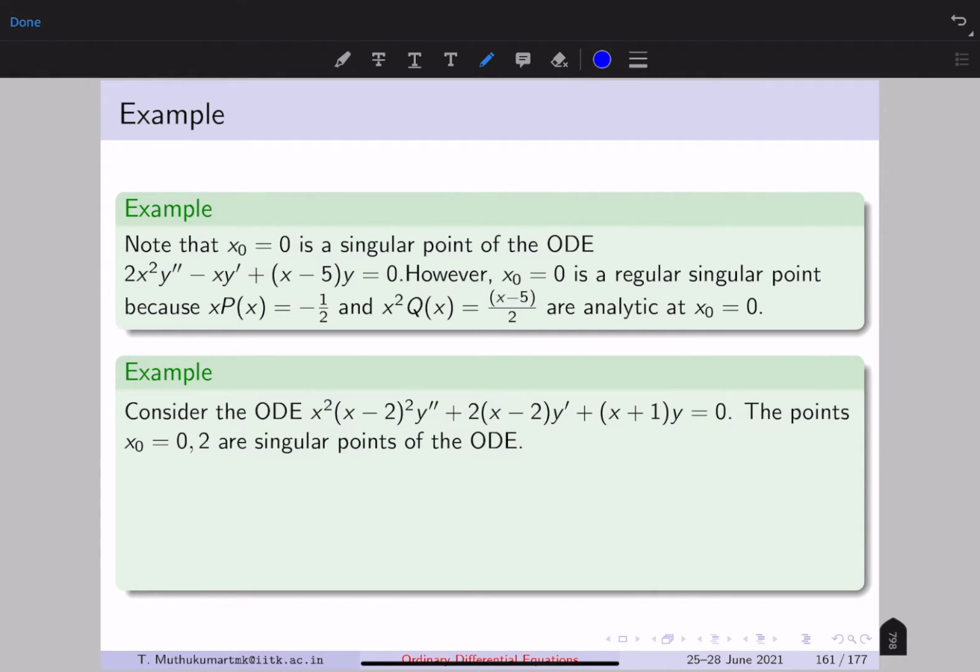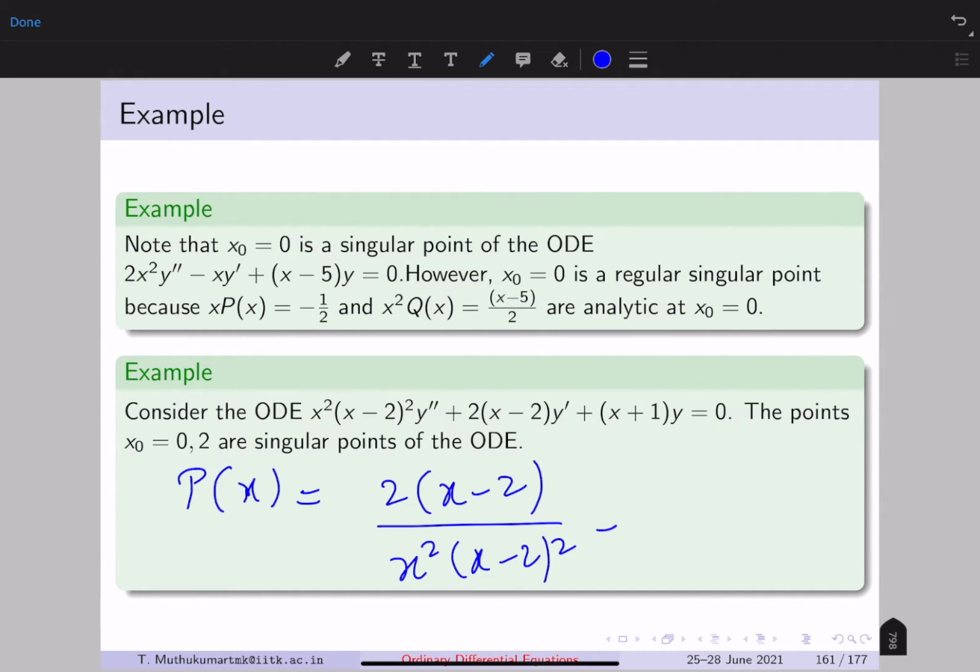Okay. Now consider this ODE. Now in this ODE, what are the singular points? So what is your p? Your p is 2x minus 2 over (x squared minus 2) whole squared, which is 2x squared (x minus 2). So in this case, x equal to 0 and x equal to 2 both are singular points for p. Similarly for q, let's compute what is q.